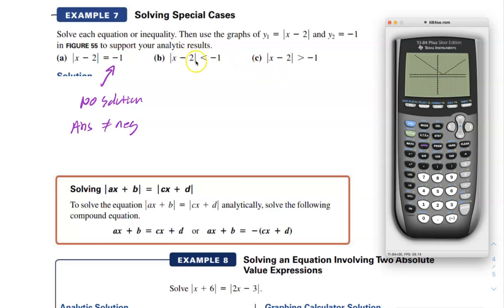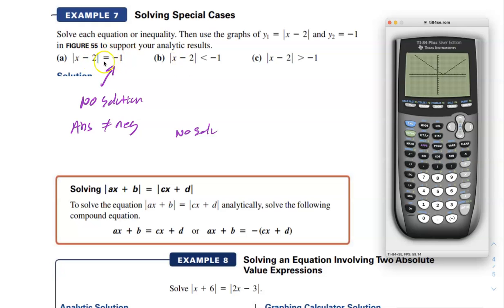Now look at the question right here, though. Remember, inequalities are a little different. X minus 2 is less than negative 1. When is my absolute value less than negative 1? That never happens, so again, no solution. If you're trying to solve either of these, you would actually get a solution. It just wouldn't make sense logically. You'd get numbers mathematically that look like they work, but they actually don't work.